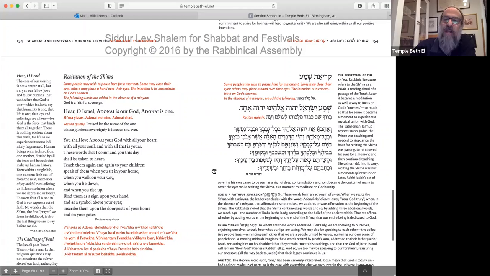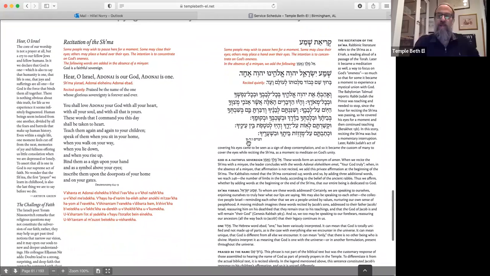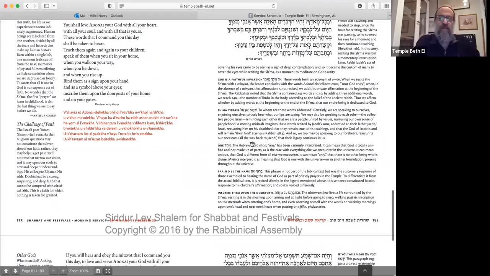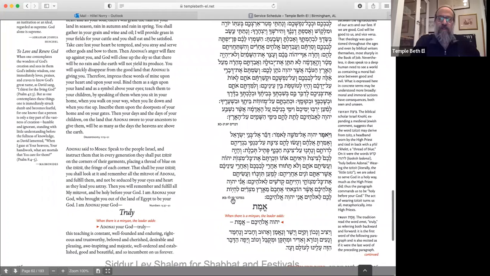the Shema and its 3 paragraphs are a unit. Okay, and let's not forget that these are straight out of the Bible. This is Deuteronomy 6. This is Deuteronomy 11, and this is Numbers 15. These are the 3 places where it talks about placing these words in your house and on your body, et cetera, et cetera.